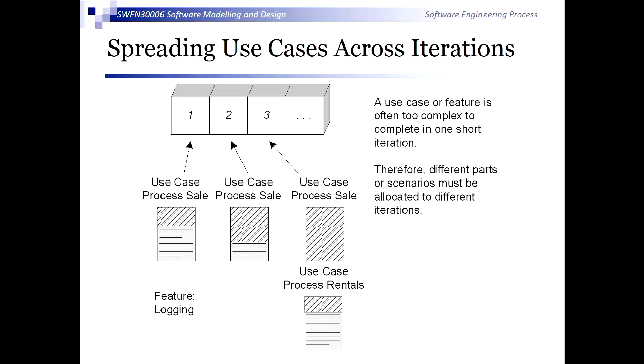And perhaps we'll do part of process sale. We could do, for example, nowadays you'd probably prioritise credit sales over cash sales, but you might start by doing credit sales and delay cash sales even till after you've done other use cases. So you might do sales on credit, rentals on credit, and then come back and do the cash versions later on. So you can break these up in different ways. You're not constrained to the structure of the use cases in how you pursue your iterations.